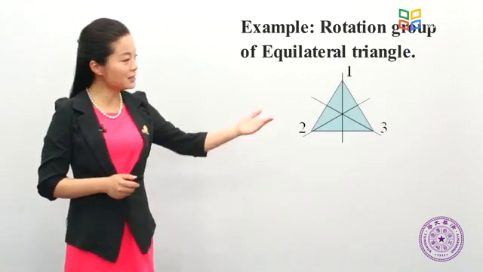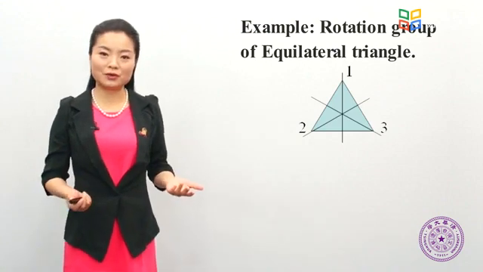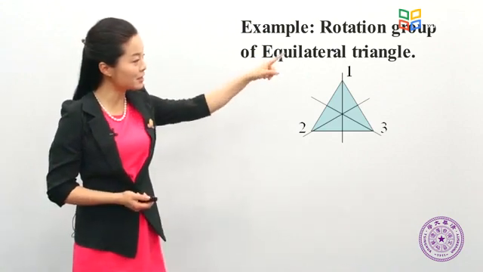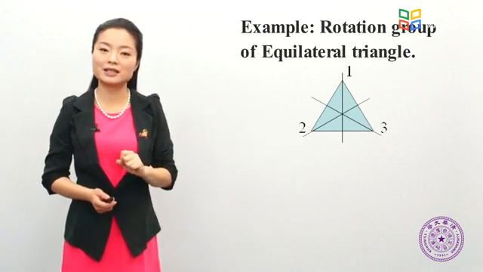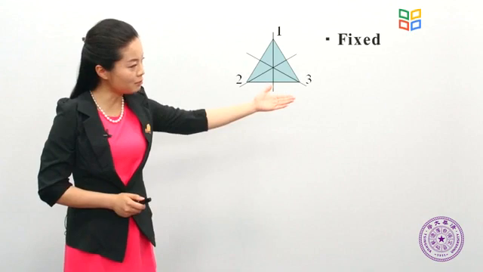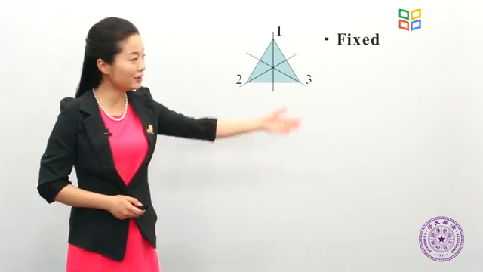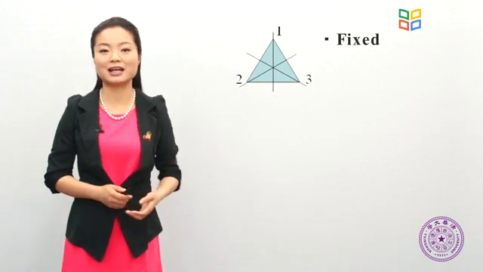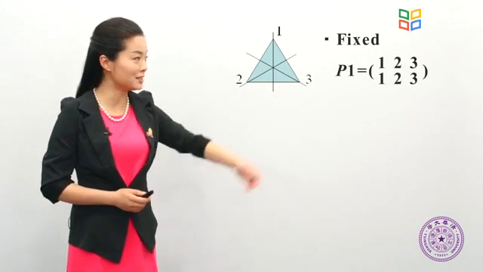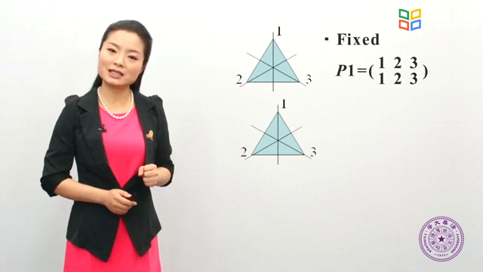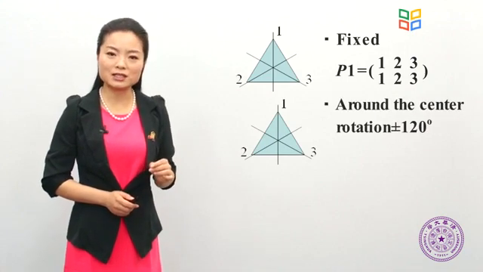Since permutations can form a group, let's raise an example. Let's take a look at the equilateral triangle. During its rotation, we can still consider its vertices. There are a total of 1, 2, 3 vertices. And then will it form a permutation group? We can first consider if this triangle keeps still, it will form a type of permutation. Corresponding to 1, 2, 3, they are still 1, 2, 3. Therefore, we can write it as P1.